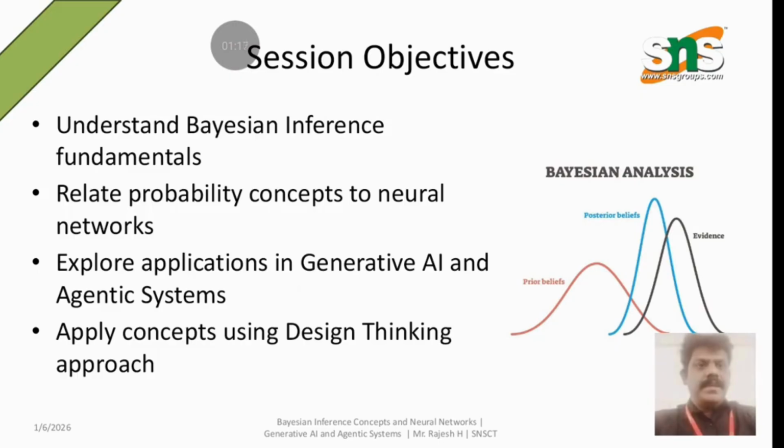So here is the Bayesian analysis schematic diagram. It actually has three types of analysis. One is the prior analysis with the prior beliefs, and the posterior analysis with the posterior beliefs, and within the difference we can find the likelihood, and that likelihood would be the evidence for the Bayesian analysis.